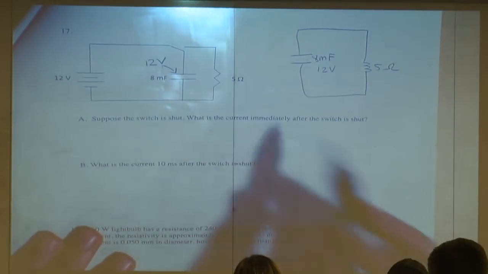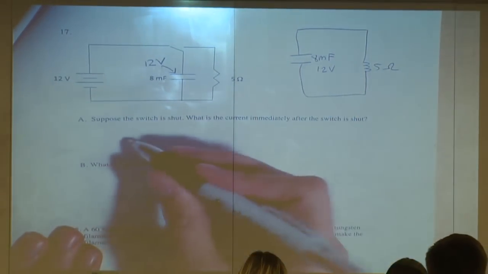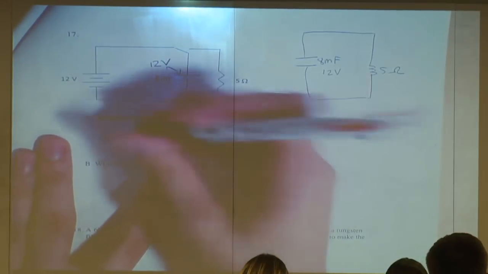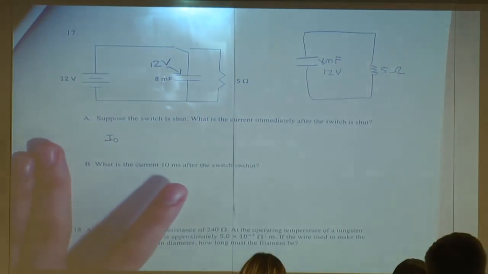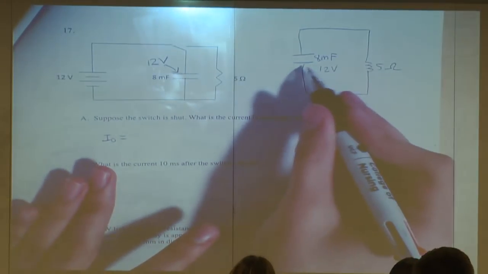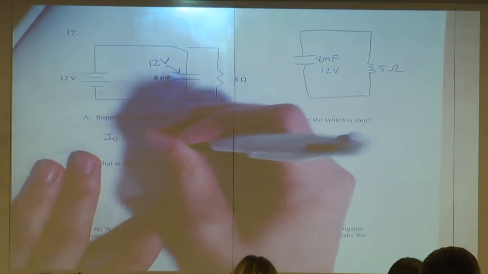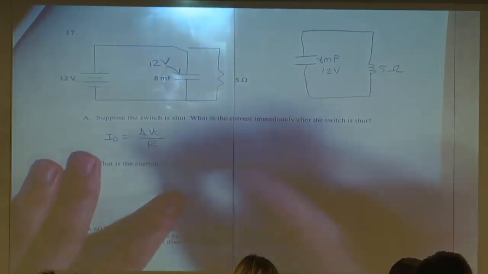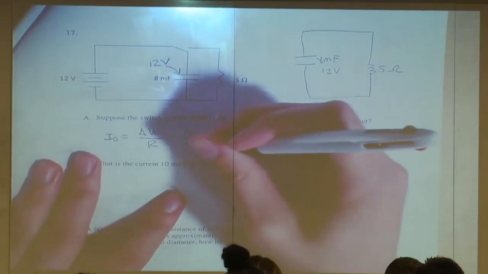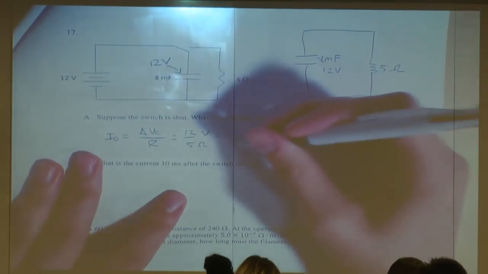But at the instant that you shut that, it's still just going to be 12 volts. So this one is pretty easy to find, because at the first instant that you shut it, it's just going to be I0, the initial current in this little circuit right here. It almost is just like a battery at that point. So it's going to be delta V of the capacitor over R. So it's going to be 12 volts divided by 5 ohms, which equals 2.4 amps. Okay, so that's all you would do for this one.